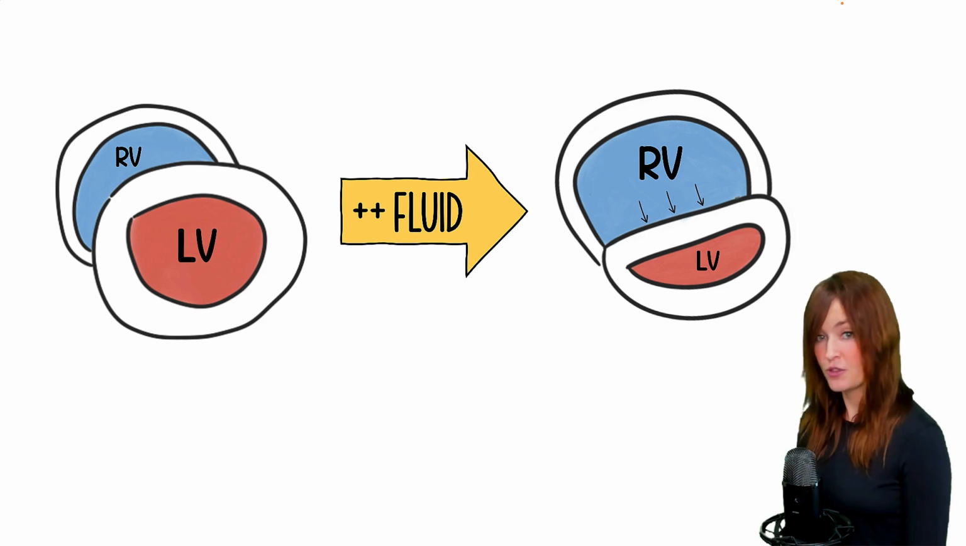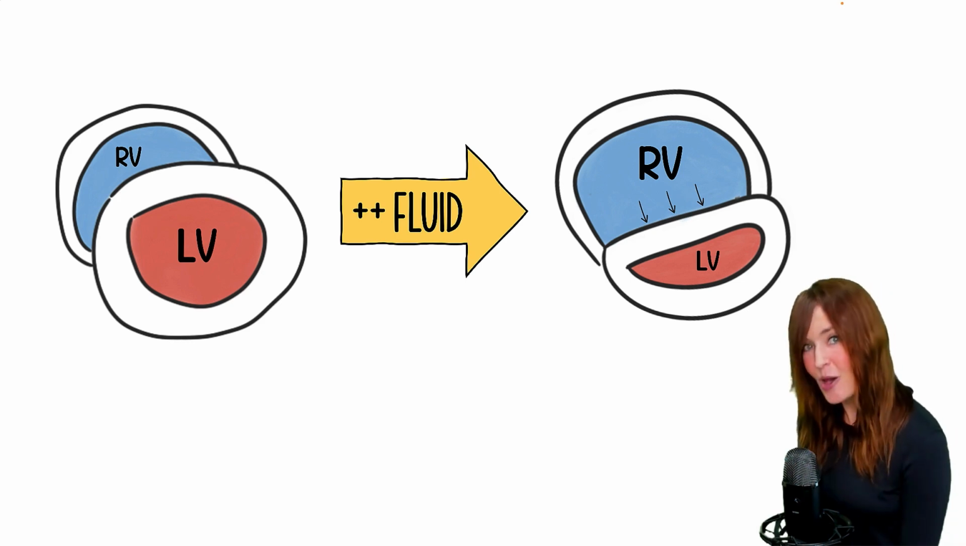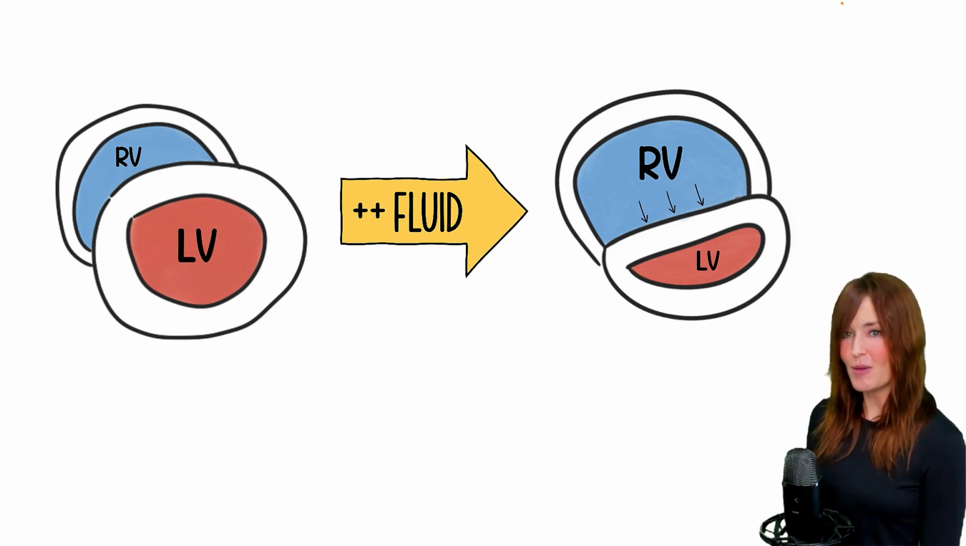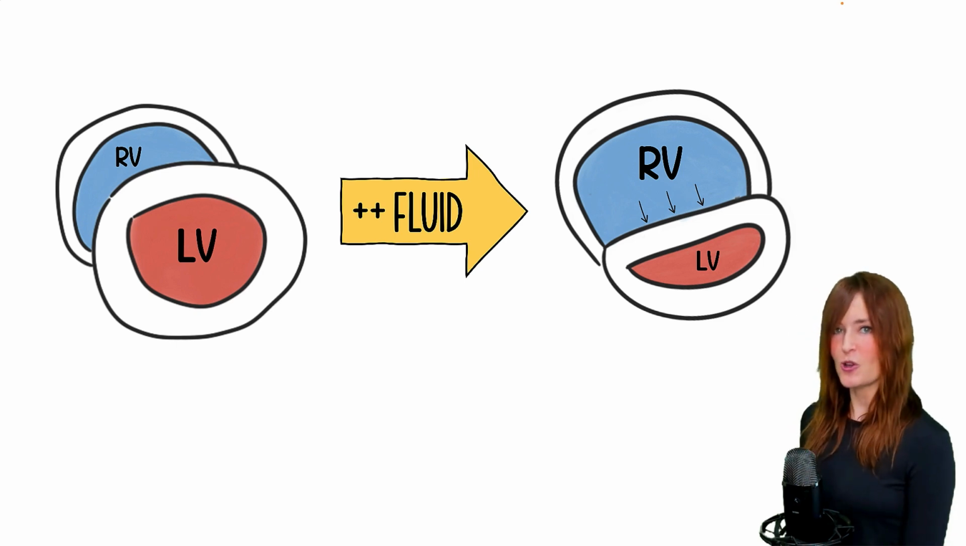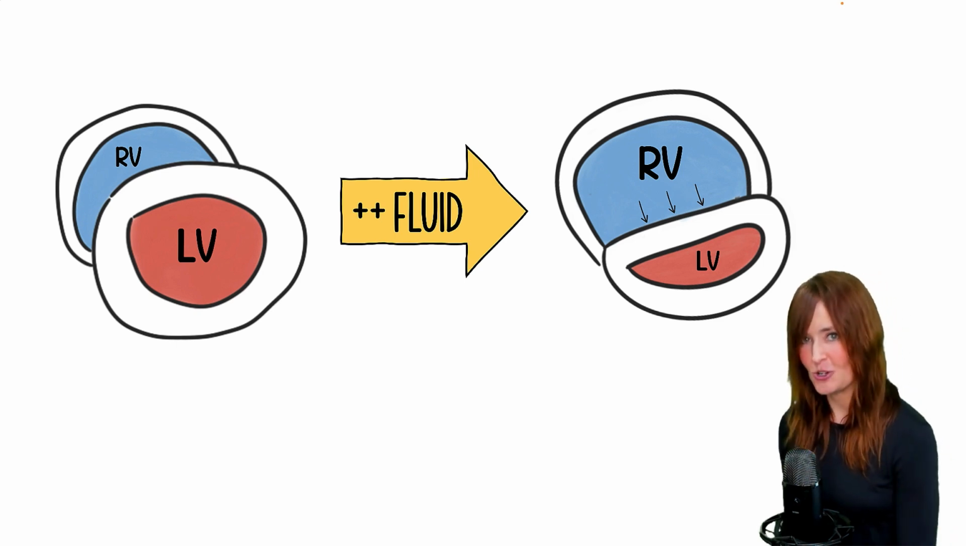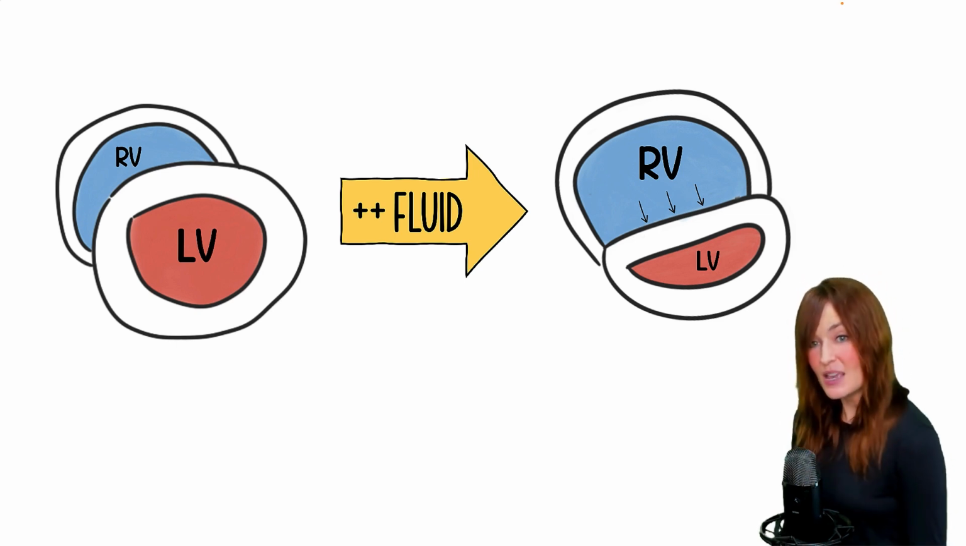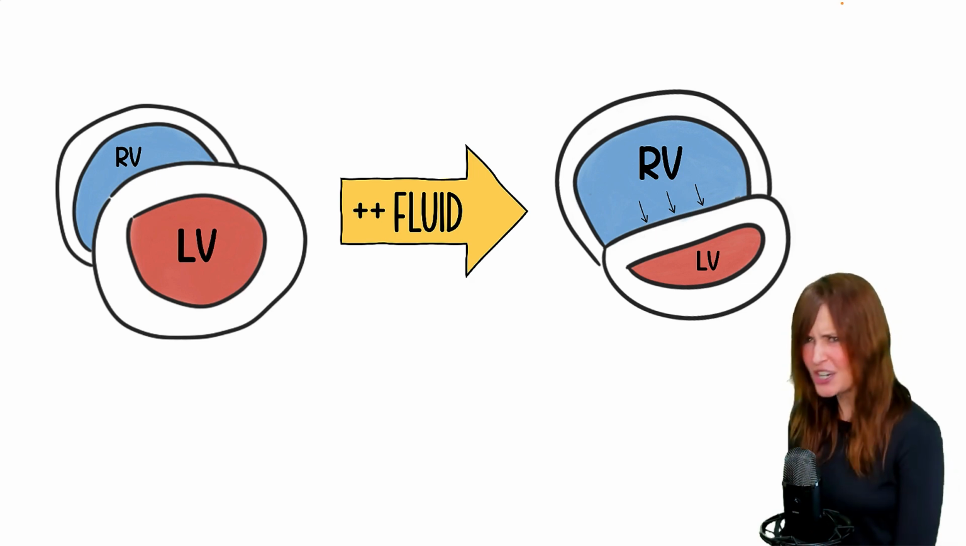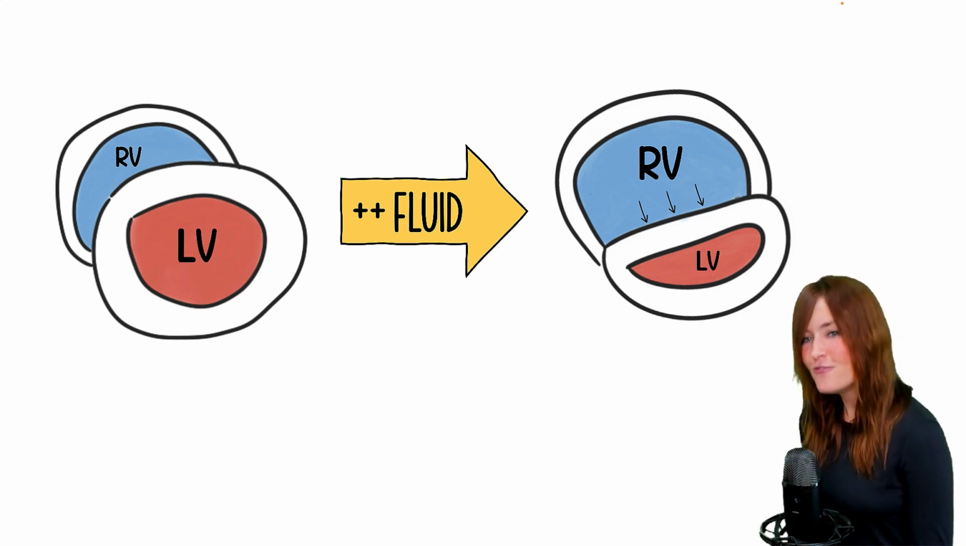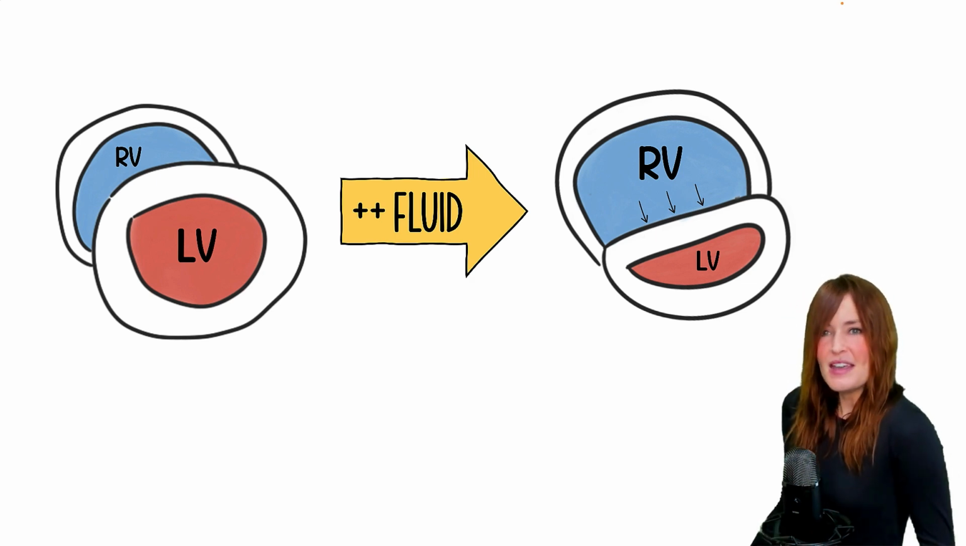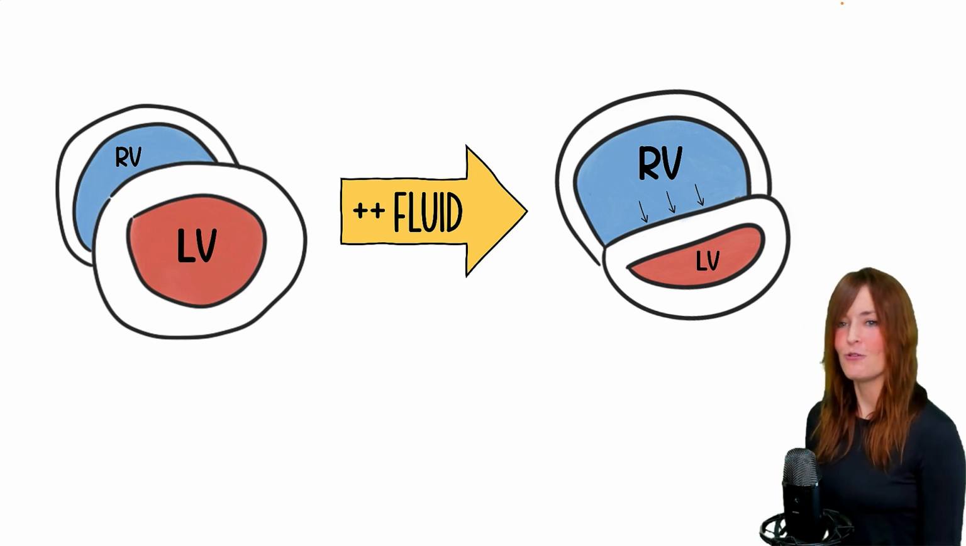And when the RV can't push the fluid forward, it starts backing up. And when it starts backing up, now the left ventricle starts losing that diastolic filling competition. Why? Because they live in the same house. And now the right ventricle is smushing down on the left ventricle and preventing the left ventricle from being a big, good, nice receptacle for preload.